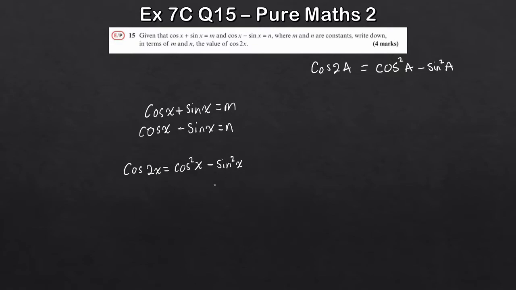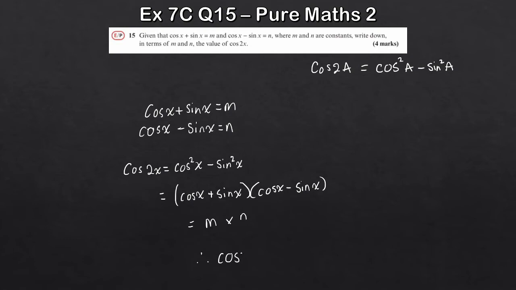If you notice, it's actually the difference of two squares, okay? Because this would just be cos x plus sine x times cos x minus sine x. That's just the difference of two squares, right? Which would give you cos squared x minus sine squared x. The other middle term here would just cancel. So cos x plus sine x is just m. And this cos x minus sine x is n. So this is m times n. So therefore, nice and easy, cos 2x is equal to mn.